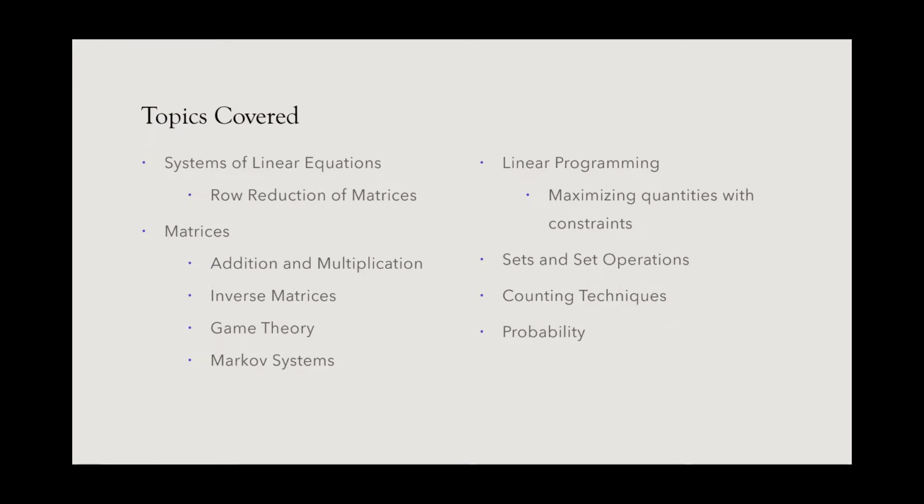We'll take their inverses, and then we're going to use them to talk about game theory in section 4.4 and eventually Markov systems way towards the end of the course in chapter 7. In chapter 5, we're going to talk about linear programming for a bit. Linear programming just means methods that we can use to maximize certain quantities that have constraints with linear equations. We'll talk about sets and set operations in Chapter 6, we'll also talk about counting techniques in Chapter 6.